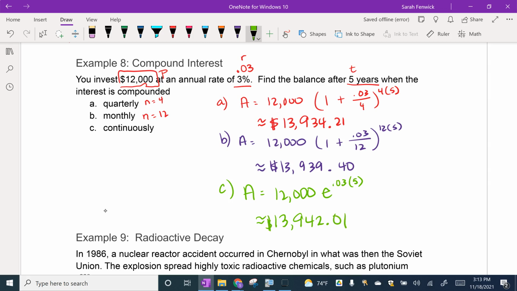So obviously continuous compounding is usually going to give you a higher return, but you can test it out with daily, you can test it out with bi-weekly, things like that, just to kind of see what's going on.